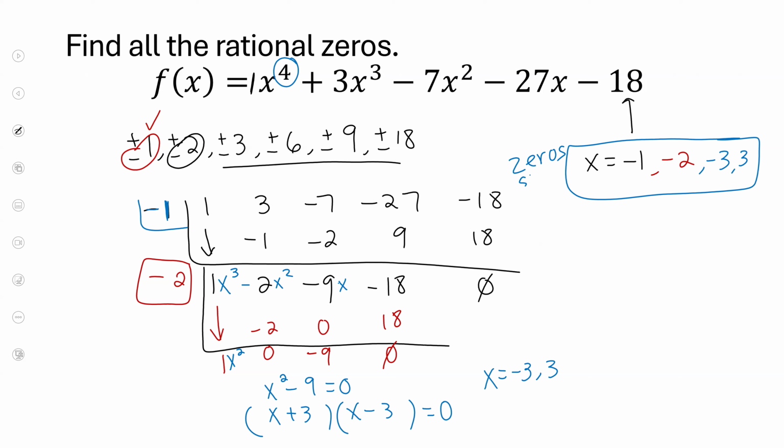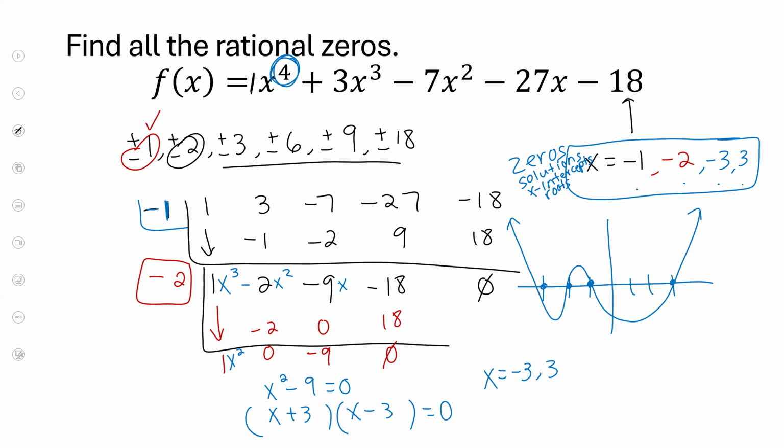Another word for zeros is solutions. You can call these x-intercepts. You can call them roots. So if we just talked about something we learned last week, you can graph these x-intercepts. Okay, so I put them all on my graph, and I know it's a 4th degree, and it's facing up. These are all multiplicities of 1, so you have to go through each point. There you go. That's what that graph would look like.